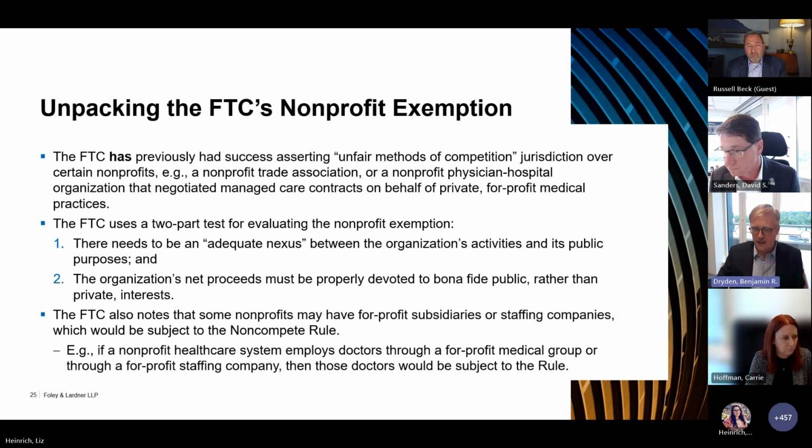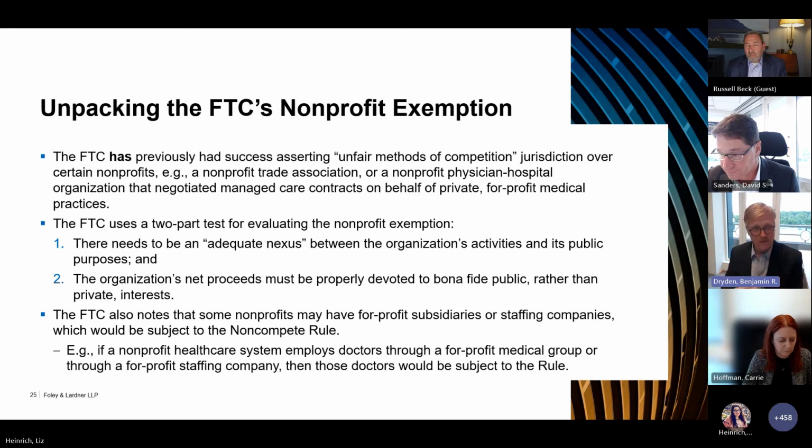There is a nuance that you could have, say, a not-for-profit hospital system. Maybe a big parent company is a not-for-profit, but that system has chosen to have a for-profit subsidiary that's a medical group that is actually the vehicle for employing physicians.